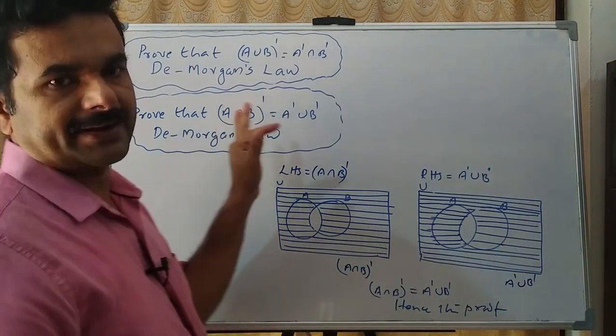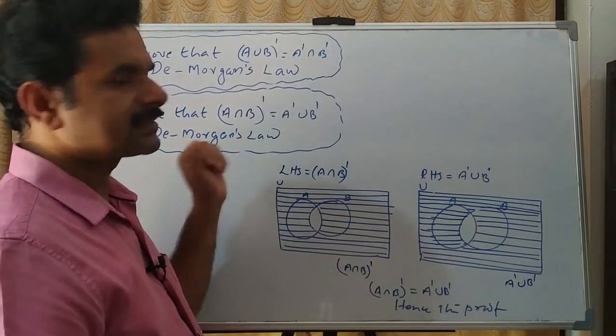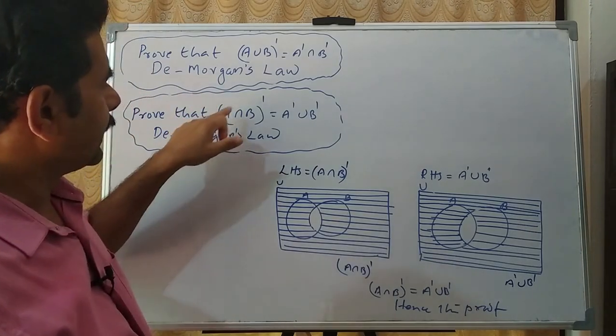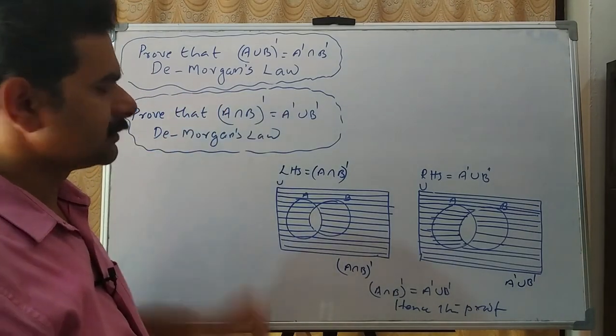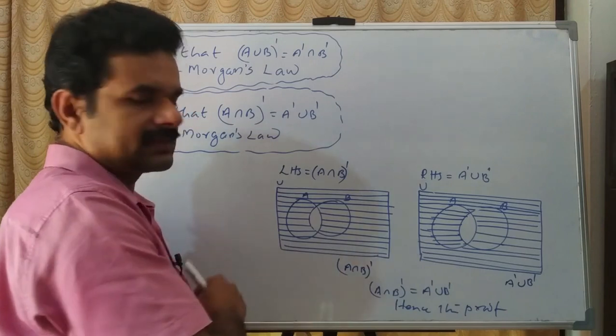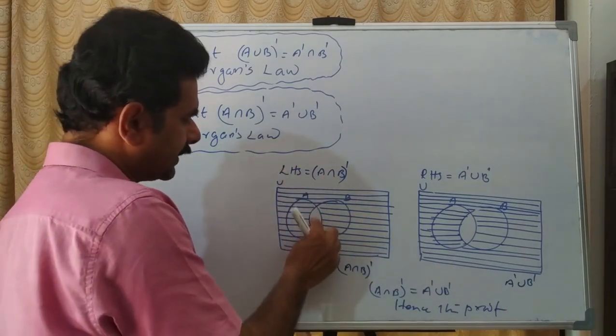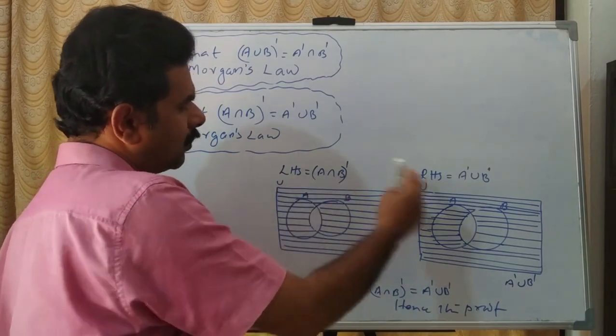De Morgan's second law. This is first law or this is second law or vice versa. We are taking this A intersection B whole complement. That is very simple. Taking universal set and marking A and B. Firstly look at A intersection B, that is this part. Its complement means all other parts.